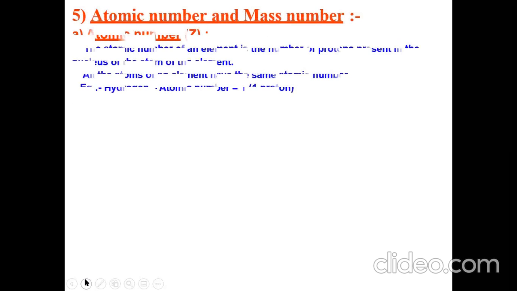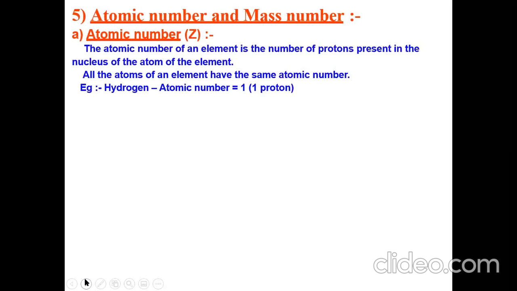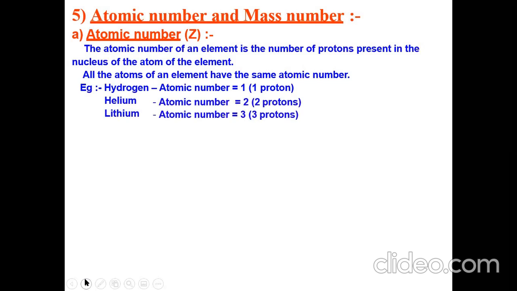Now atomic number and mass number. What is atomic number? The atomic number of an element is the number of protons present in the nucleus of the atom of an element. All the atoms of an element have the same atomic number. So suppose hydrogen has atomic number 1, so number of protons is also 1. In the case of helium, atomic number 2, then number of protons is 2. In the case of lithium, atomic number 3, then number of protons is 3. We can represent the atomic number via Z.